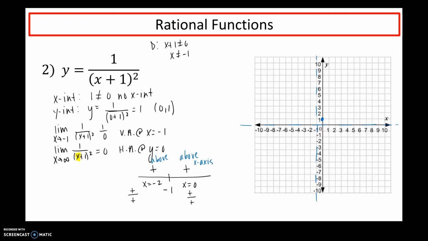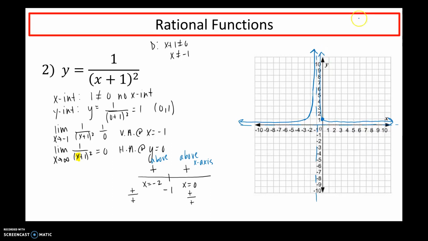Okay, so here I am. I'm to the left of my vertical asymptote at -1. My graph has to strictly be above the x-axis, and I have to hug the asymptotes. So there's my graph to the left of -1. Now to the right of -1, above the x-axis, hug the asymptotes, and we have this added benefit of having the y-intercept. So it gives us direction. It tells us we're plotting it properly.